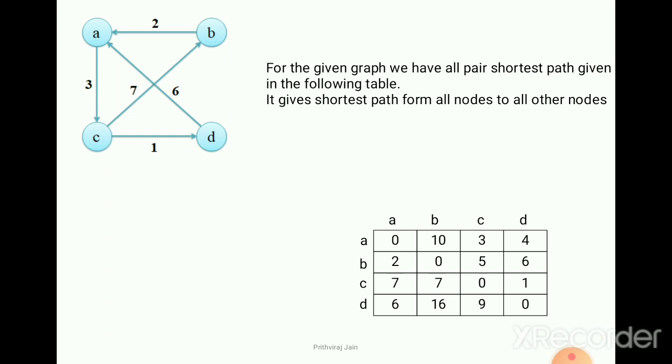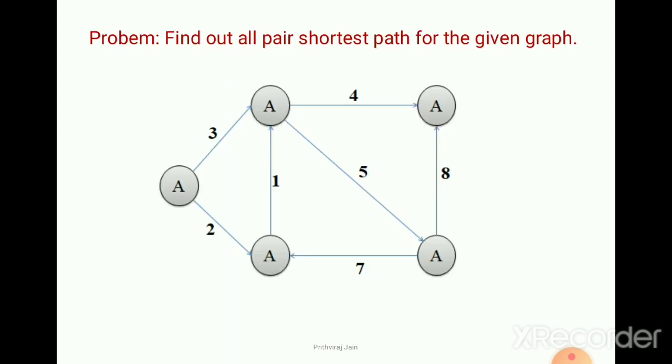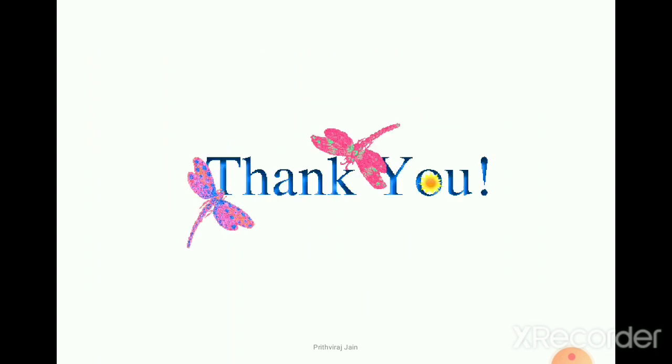Like that, we have all the shortest distances from all the vertices to all other remaining vertices. So that's all about Floyd's algorithm. This is used to find the shortest path between every pair of vertices. And this is a problem for you to find the shortest path for this given graph using Floyd's algorithm. Thank you all.